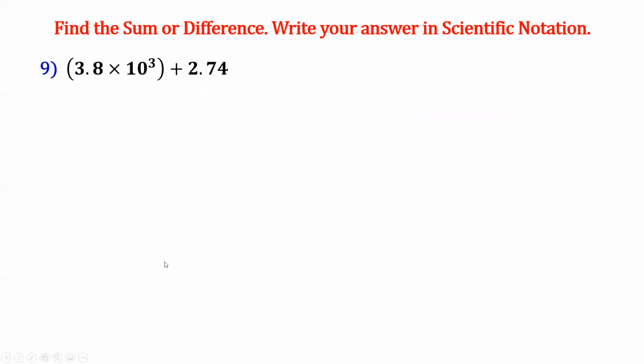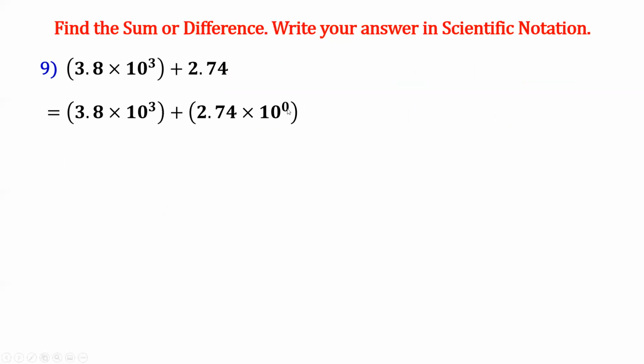And finally, number 9. This one's a little strange. You have one number in scientific notation and the other number is just in standard form. So you need to write this other one in scientific notation. If there's no power of 10, that means the power of 10 is simply 0, because anything with a 0 power is 1. So if there's no power of 10, that means our power of 10 is actually 0.